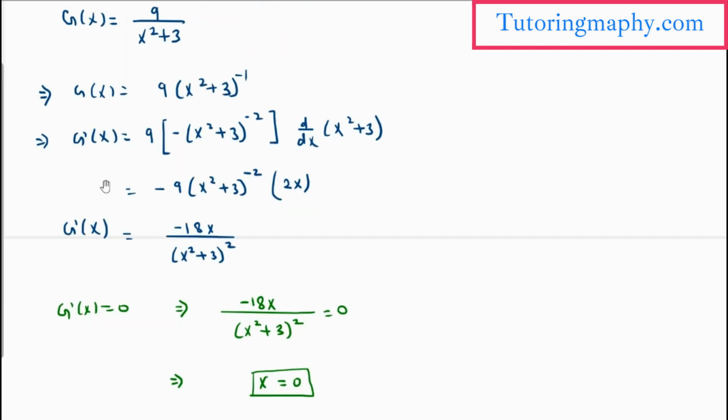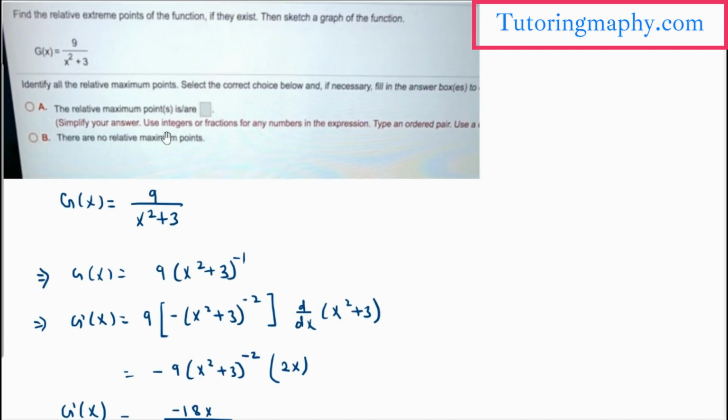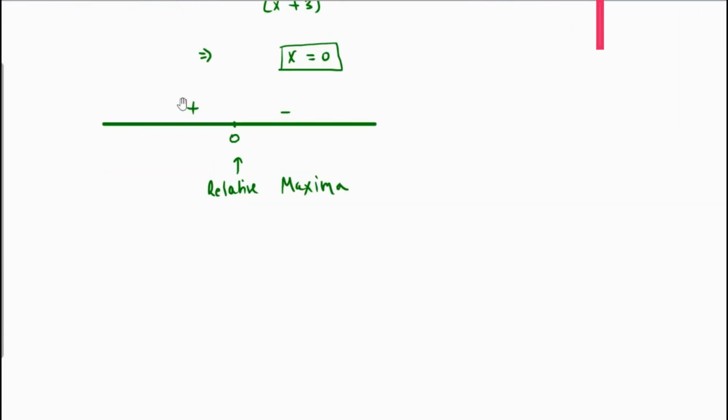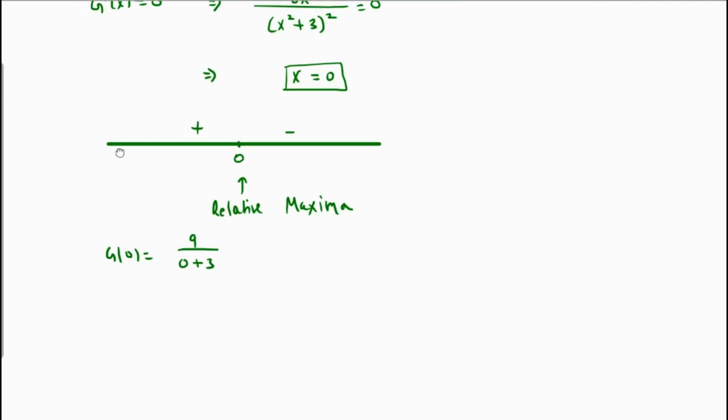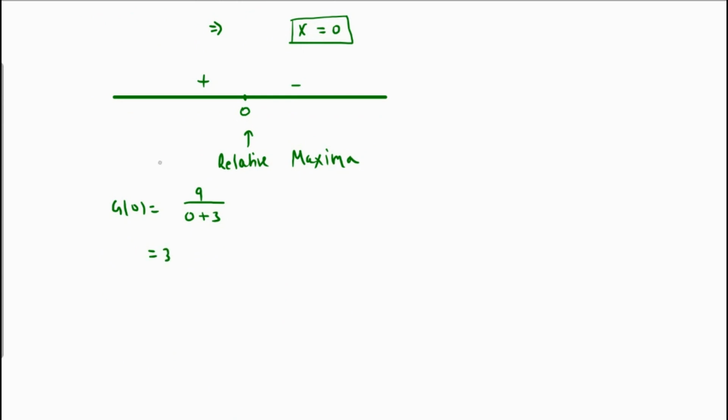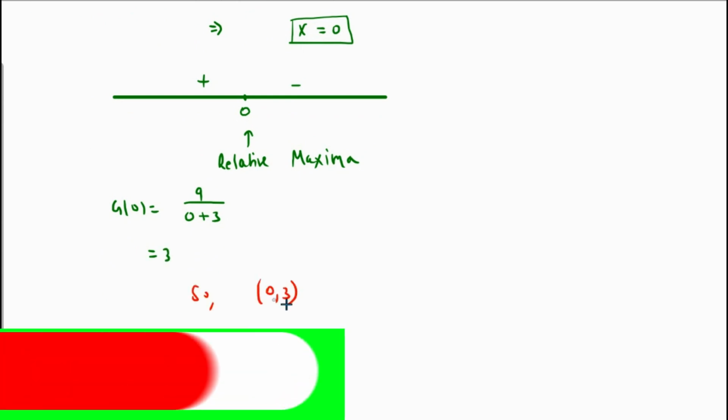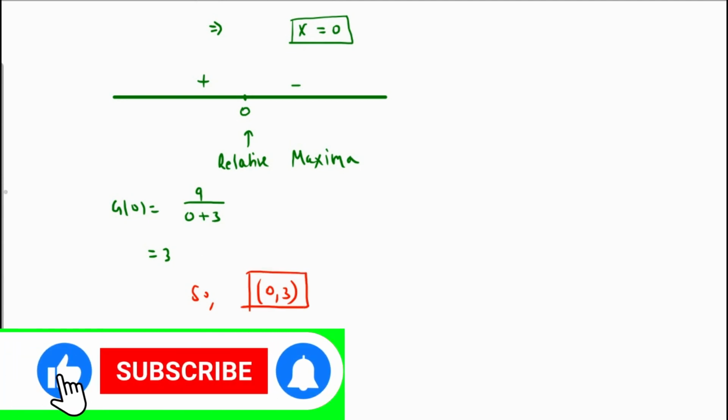Okay. So what are they asking? They're asking the point. So we need to place x as 0 and find the value of g(0), which is nothing but 9 over 0 plus 3. Let me just go back and see what the g(x) was. Yes, 9 over 0 plus 3, which is nothing but 3. So the coordinates of that point, relative maxima, is going to be (0, 3).